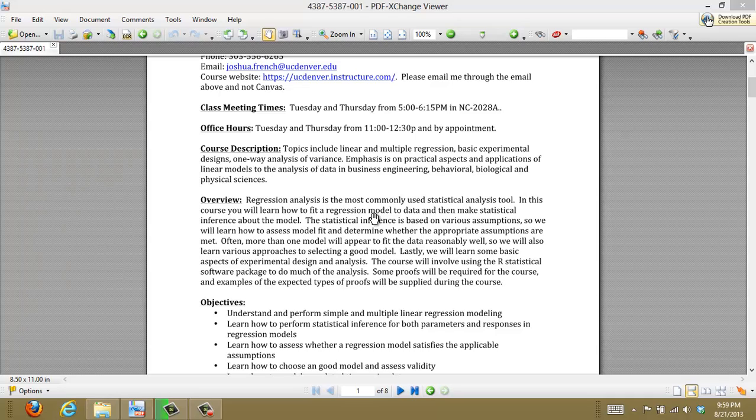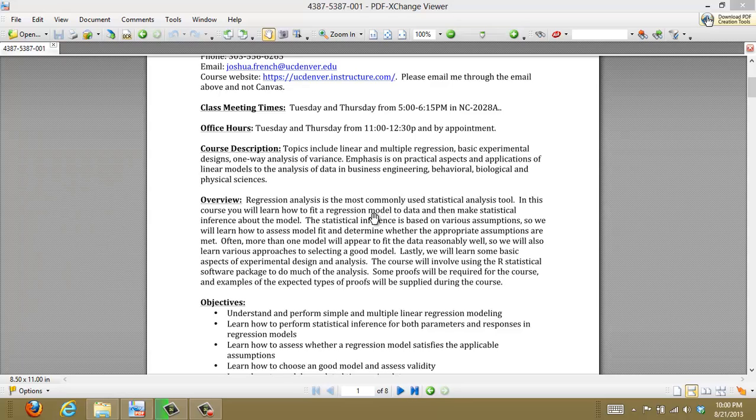There are going to be some proofs required for the course, and some examples of the expected types of proofs. There are going to be some proofs, and we will learn how to do the types of proofs expected in this course as we go throughout the semester.